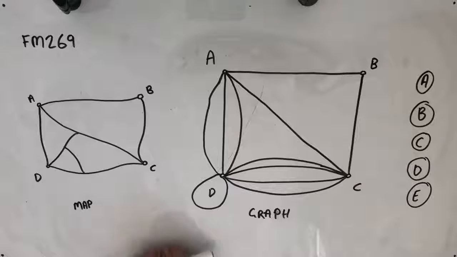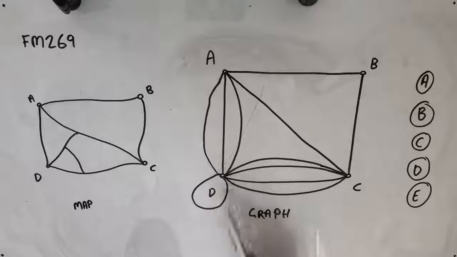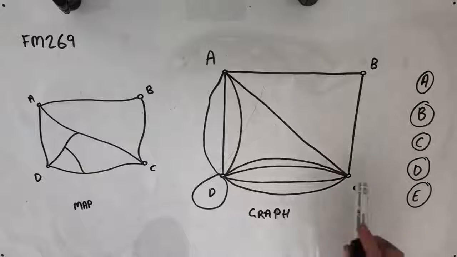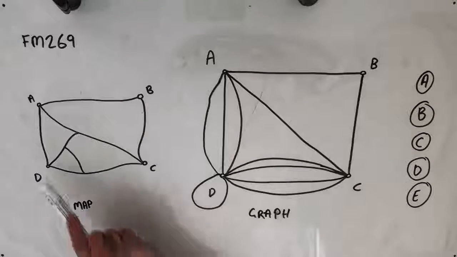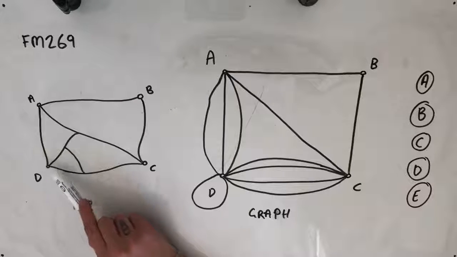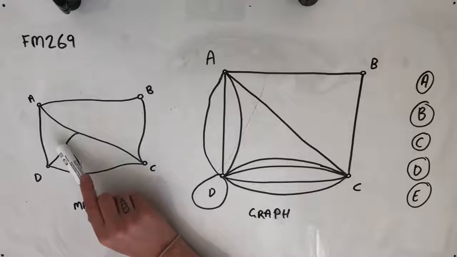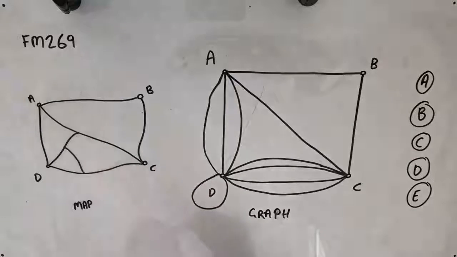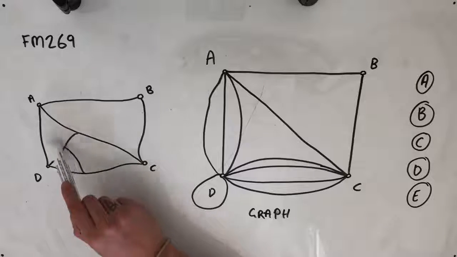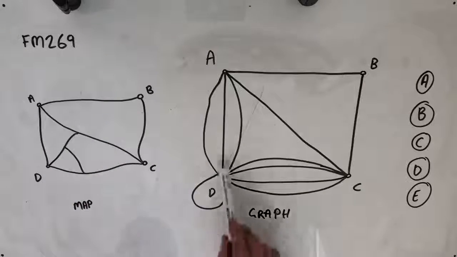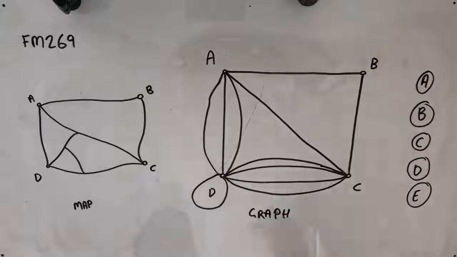Option A says removing the loop at D. So this loop at D, what it would represent is a path that leads away from D, then back to D, without actually going through any of the other vertices. So what we're looking for here is a path where we could leave and then come back to D without passing through any of the other vertices. And we can do that in this little corner here. So it definitely isn't removing the loop at D. So A is not our correct answer.